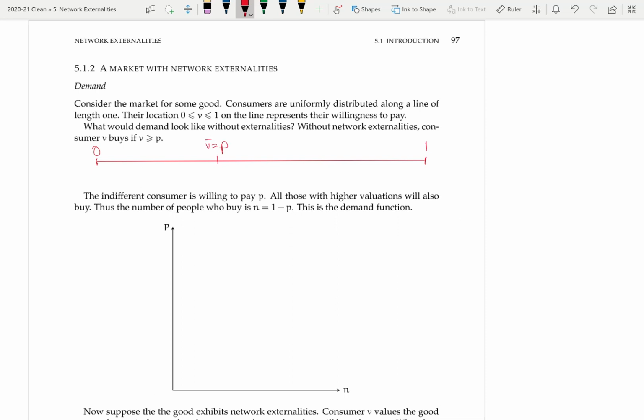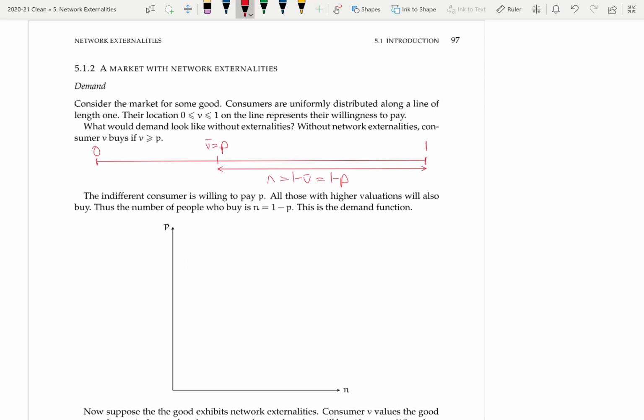Everyone to the left of V bar will choose not to buy, everyone to the right of V bar will choose to buy, and so the number of consumers that buy, N, will be equal to 1 minus the indifferent consumer, which is 1 minus P. So this 1 minus P is actually the demand function. It tells us how many units will be sold when the price is P.